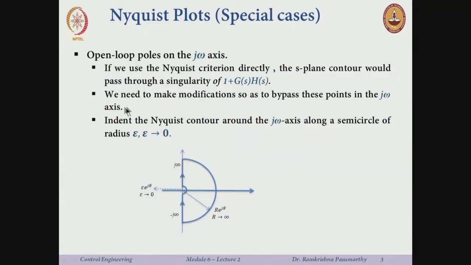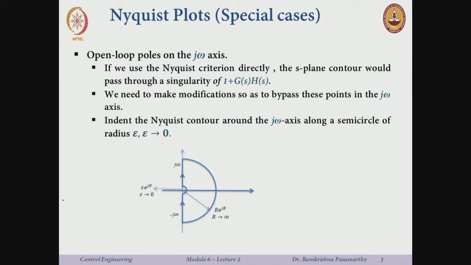We need to make modifications so as to bypass these points on the j omega axis. Therefore, if there is a pole here, I take a detour, a little semicircle of radius epsilon. This is how the semicircle looks, epsilon e power j theta, and we take the limit as epsilon goes to 0. Let me write it down a little more formally.